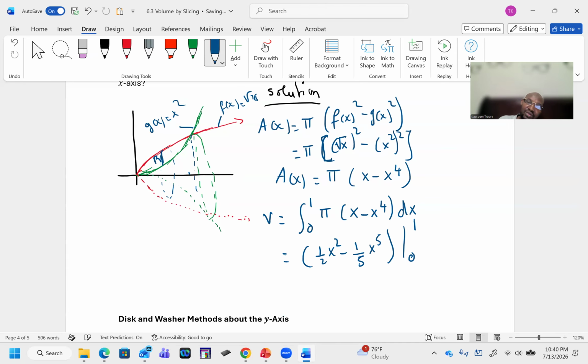If I substitute 1, I'll get 1/2 minus 1 over 5. And if you substitute 0, you will get 0. And don't forget the pi. So the volume would be 3 pi divided by 10. 3 pi divided by 10.